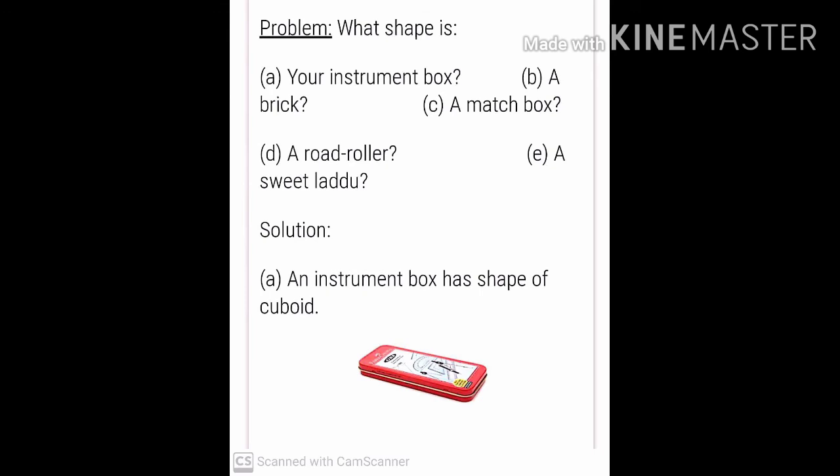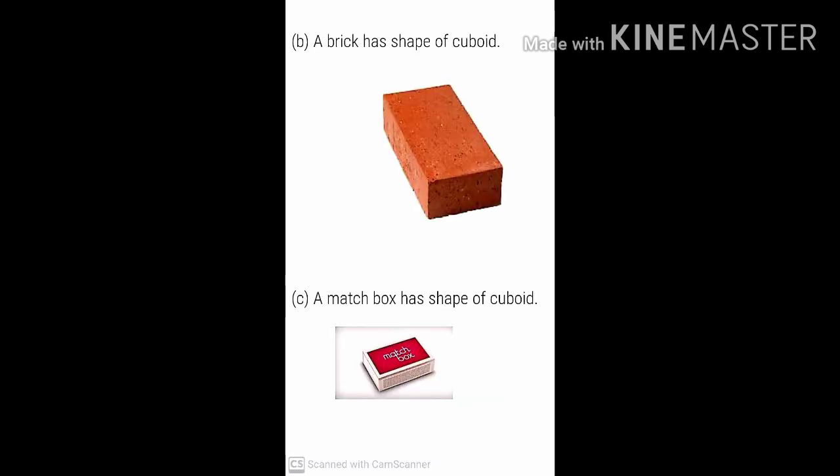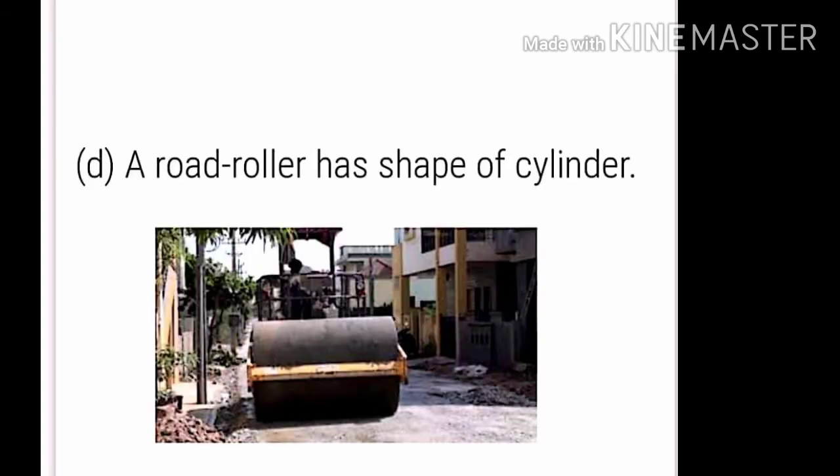Let's see a few questions. What is the shape of an instrument box? You can see this instrument box. Of course, it is a cuboid. What is the shape of a brick? It is also a cuboid. What is the shape of a matchbox? Cuboid. What is the shape of a road roller? Cylinder. Please go through this.